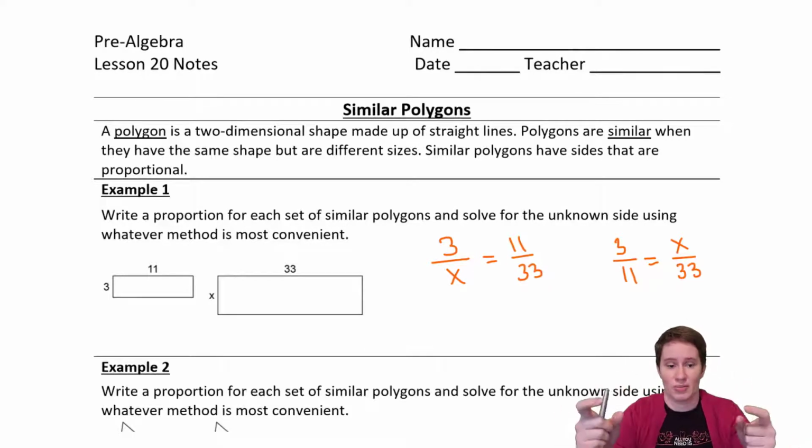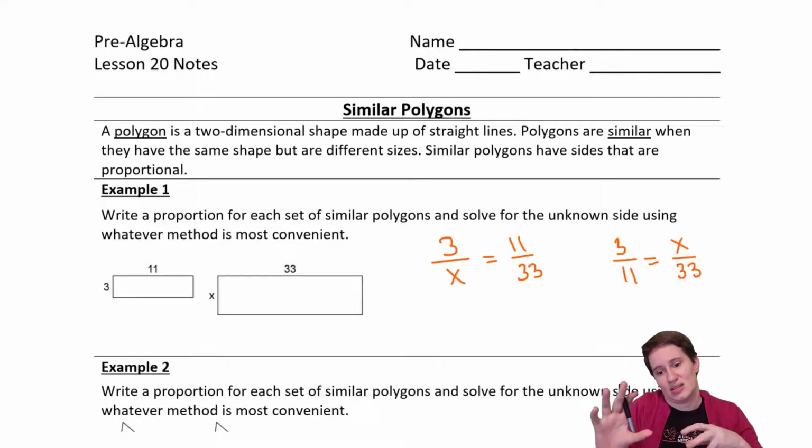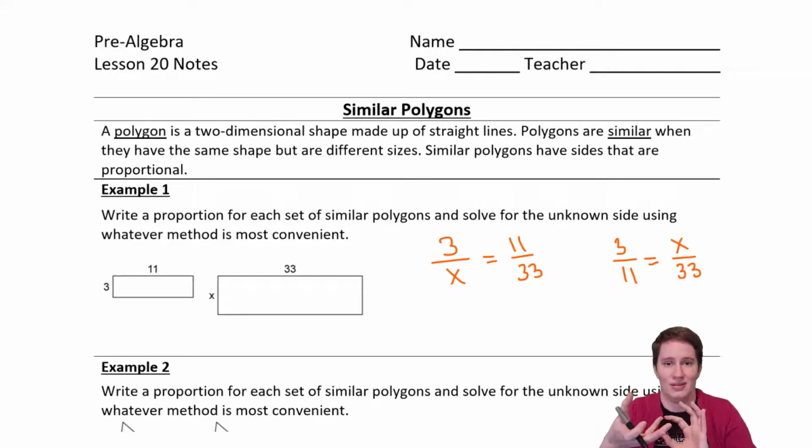But the top numbers had to be related to each other as well. So the fact that 3 and 11 are on top, that's because they're both from the same shape. X and 33 are both from the same shape. If you look at the other proportion I set up, it's really the same thing, just twisted around a little bit.